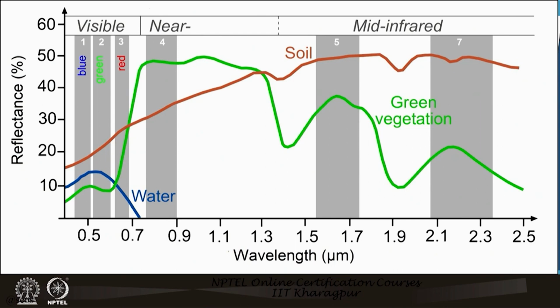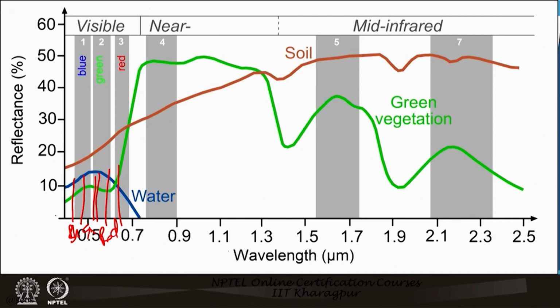When I say a spectral reflectance curve, it is the curve where the y axis is the reflectance, that is the amount of energy that is reflected back from that particular object after all this loss, the amount of energy that is captured, versus the wavelength. For example, if we consider vegetation, let us say this is the blue band, this is the green band, and this is the red band.